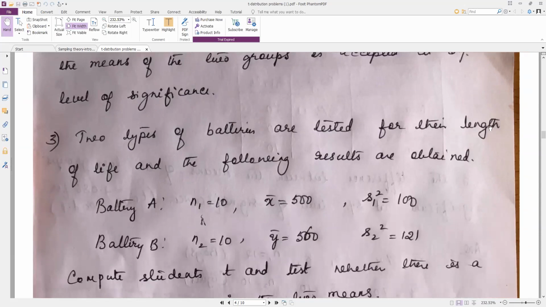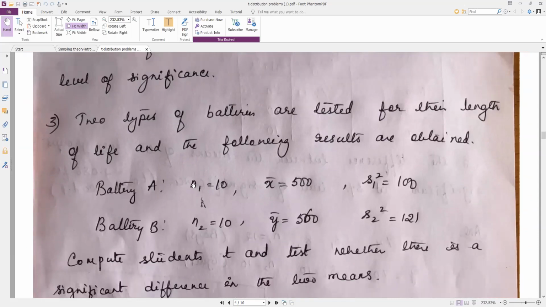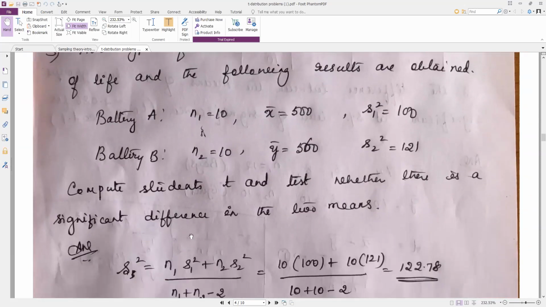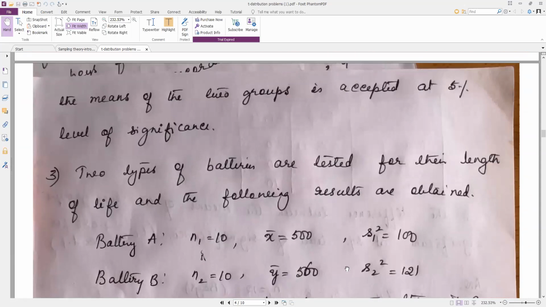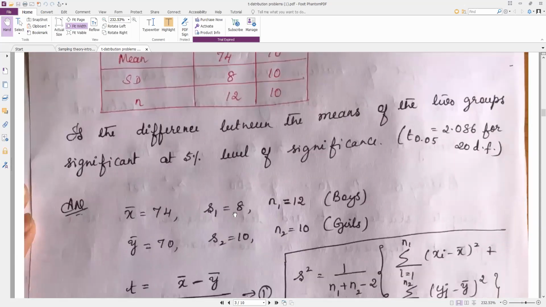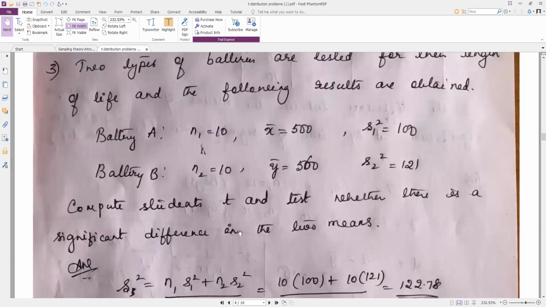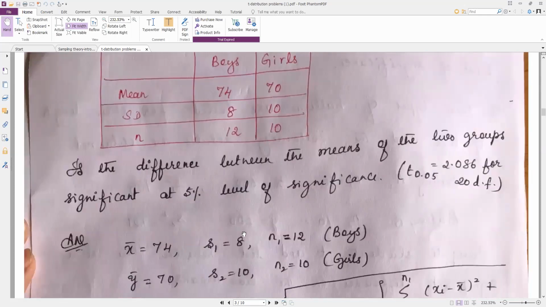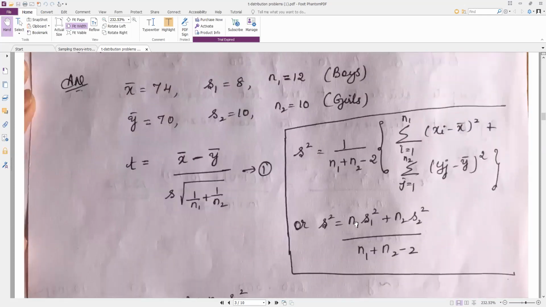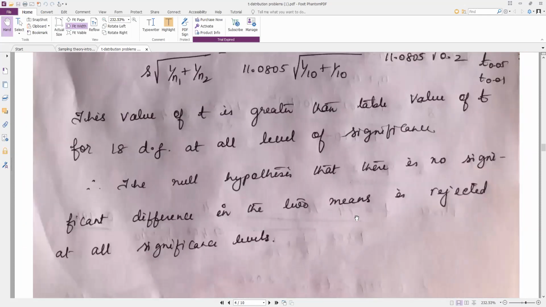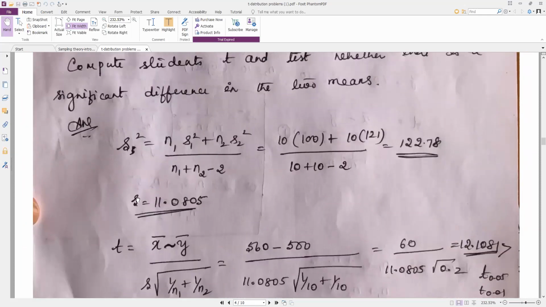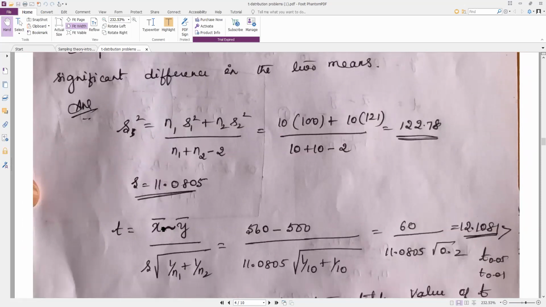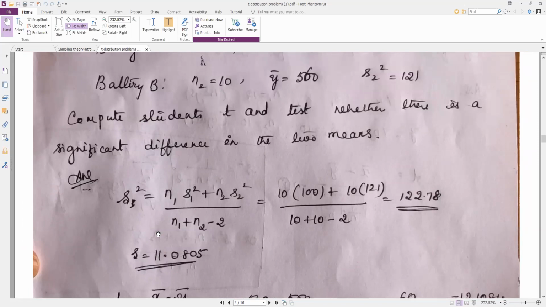Next, two types of batteries are tested for their length of life. Again, there are two samples and they have given all the things. You have to compute student t and test whether there is a significant difference in the two means. Here s1 and s2 are given, so similarly you need to use the second formula. Use this formula, we will get the t value. I have written here difference. Why have I written difference?